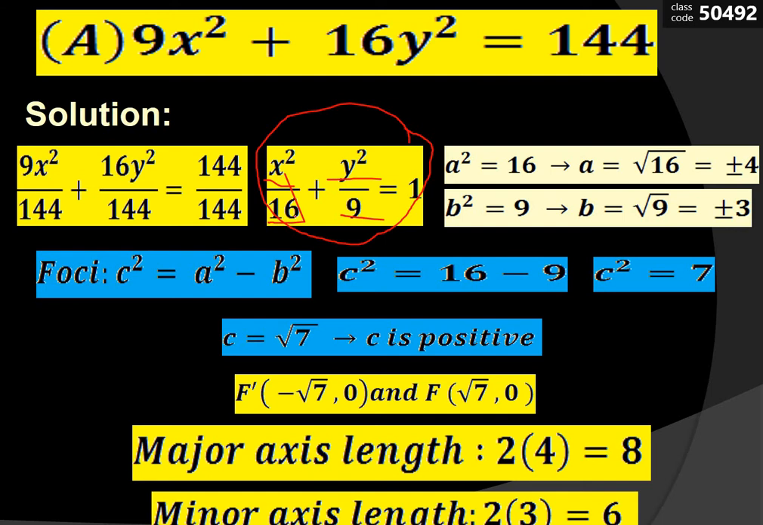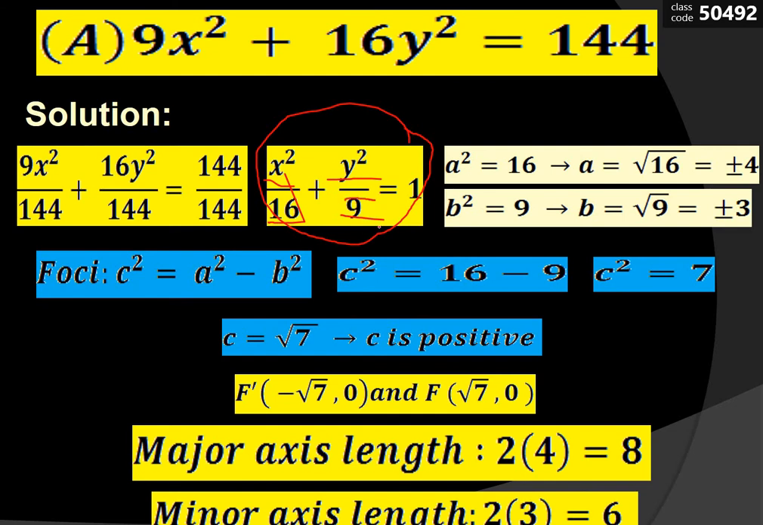Okay, so it follows that we need to solve for the value of a. So this is the basic x squared over a squared. So therefore, a squared is 16. To get the value of a, just extract the root. So we have plus minus 4. We need the two values because of the left and right and up and down.